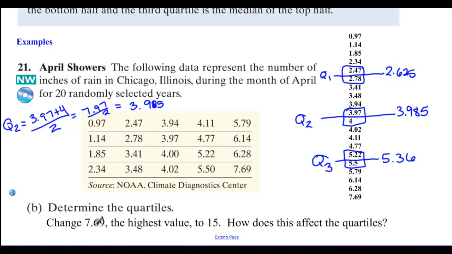And then for this next part, it's asking us if we change this 7.69 to 15, is this going to affect anything? So again, if we replace that 7.69 with a 15, because we are only concerned with evenly dividing the number of pieces of data between these four quartiles, changing the last number doesn't impact anything. And actually, as long as this number had fallen within the last quartile, it would not have impacted our Q1, Q2, or Q3 because the data would have remained in the same order.